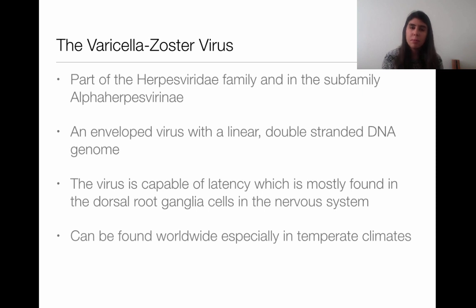And this virus is capable of latency. So it will enter into cells, commonly the dorsal root ganglia cells, which can be found in the nervous system, and they will lie dormant there for a while until they're reactivated. And when they're reactivated, they're going to be coming back as shingles. And this virus can be found worldwide, especially in temperate climates. So that is why it's very common here in the United States.